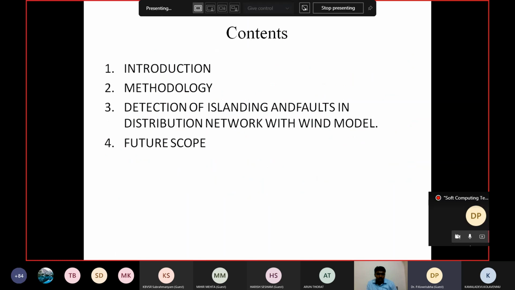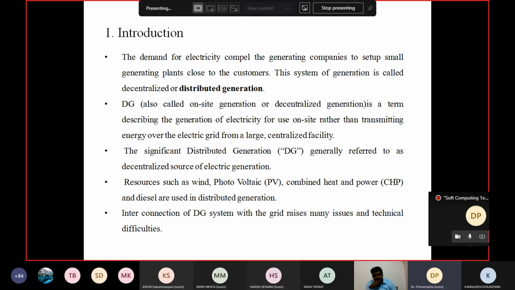These are the contents: introduction, methodology, detection of islanding and faults in distribution network with wind model, future scopes. The demand for electricity compels the generating companies to set up small generating plants close to the customers. Before going in depth, we should know what is distributed generation, what is its significance, and how far we have to utilize this distributed generation.